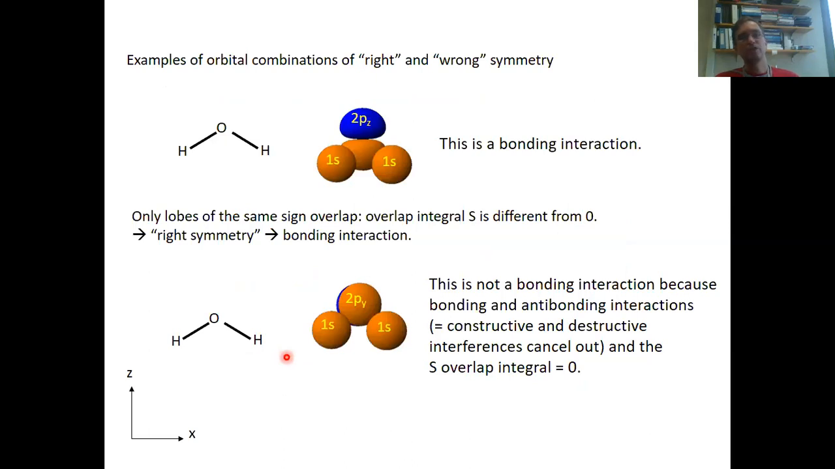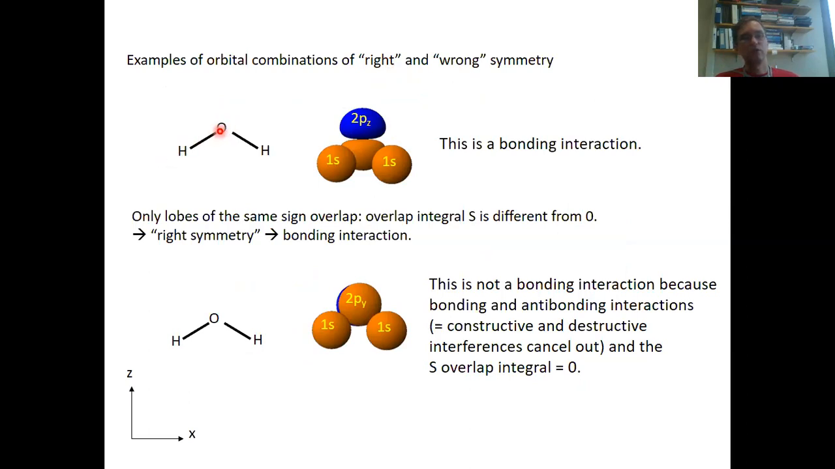Okay, so now let's go to the last criterion, which is the most difficult to understand. What is right and wrong symmetry, leading to either the possibility of covalent interactions or, the opposite, the disallowance of covalent interaction? So let us do this by example. Let's consider the water molecule.